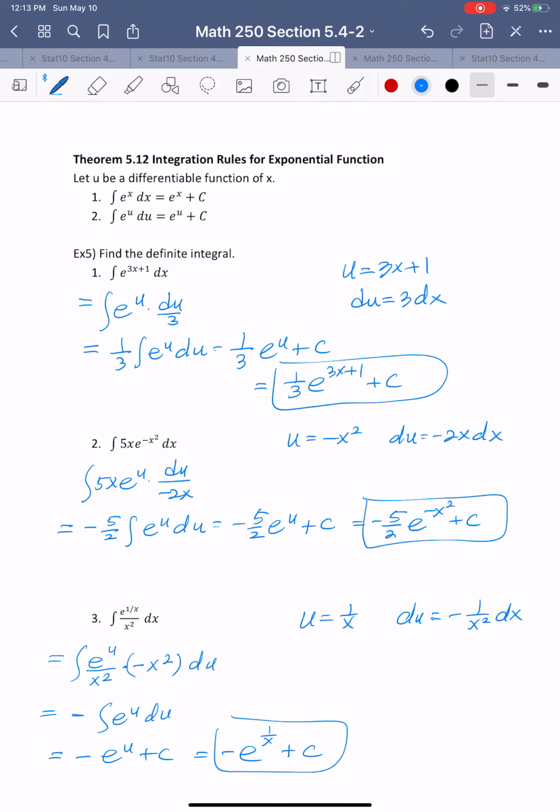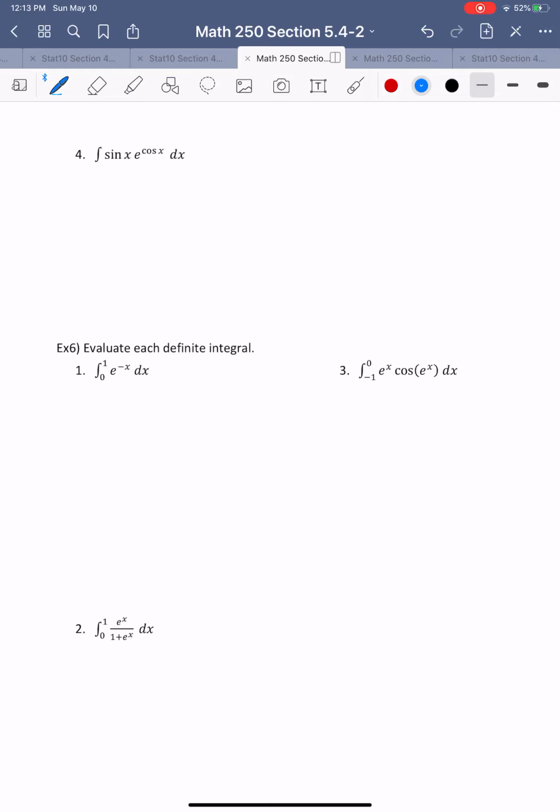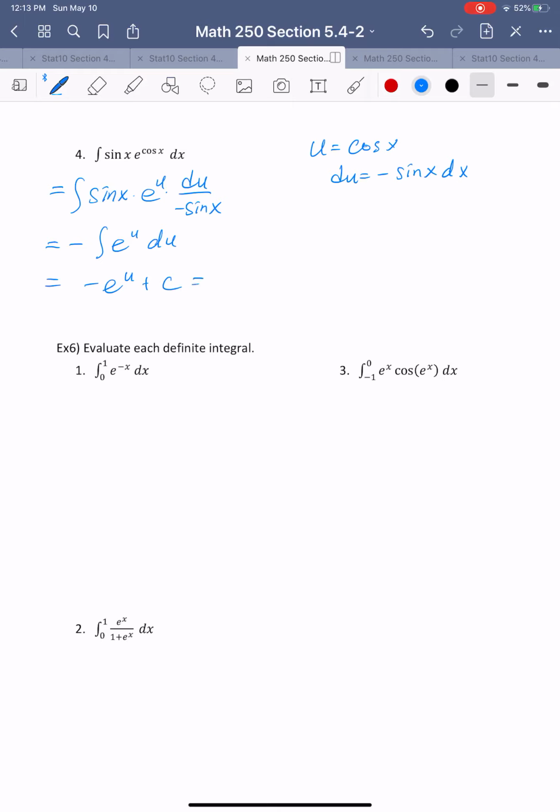Okay, alright, number 4. I want to say u is cosine x and du is negative sine x dx. So I have sine x times e to the u, but dx is du over negative sine x. The sine cancels, and you get e to the u, and then u is cosine x, plus c.